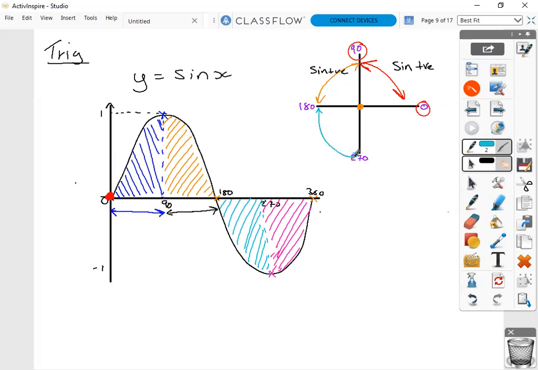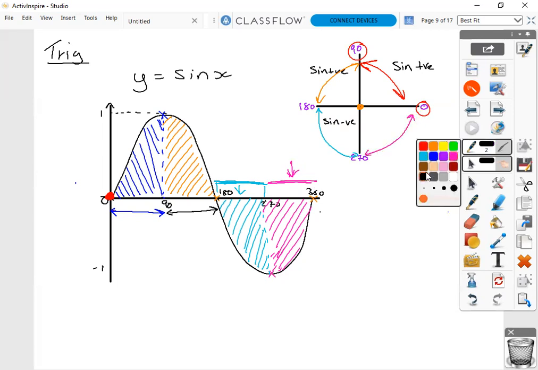Between 180 and 270, sine is always negative. Between 270 and 360 on my cross, again, sine is negative.